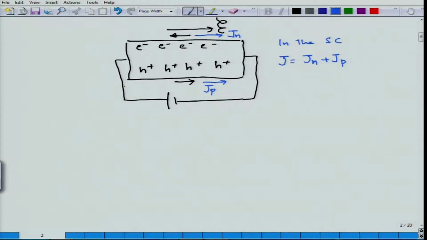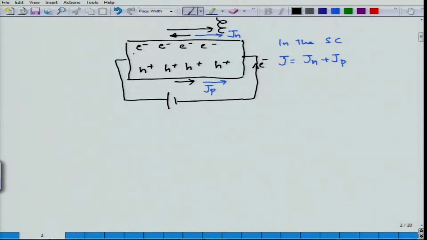What is happening outside the semiconductor? If I look at the rest of the circuit, the holes which are coming to this end here cannot continue into the conduction line outside, because you only have electrons in the conductor line. In order to then satisfy the requirement that the current should be the same in the semiconductor and outside the semiconductor, there are going to be electrons moving in this direction to recombine with the holes that are coming here.